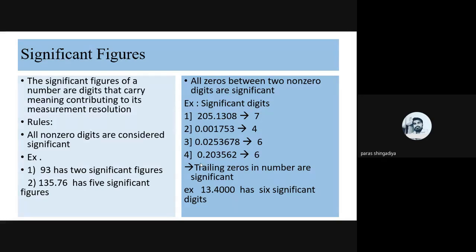If you write 093, then it is not three significant digits. It should be a non-zero digit. The first entry should be non-zero.